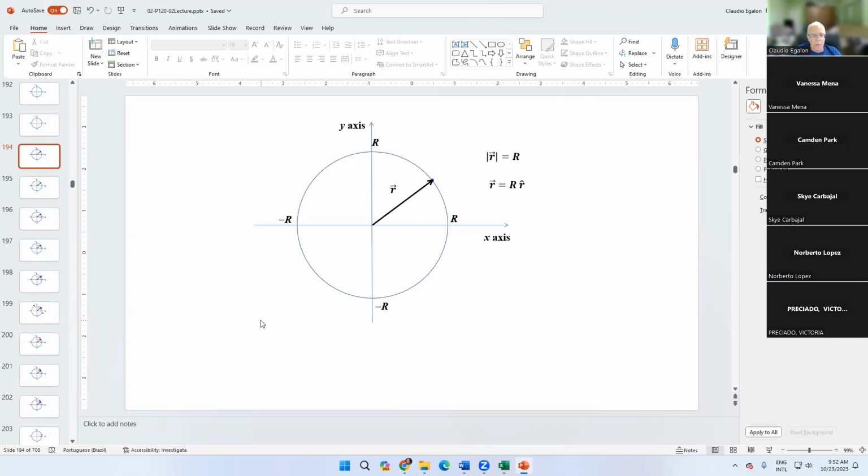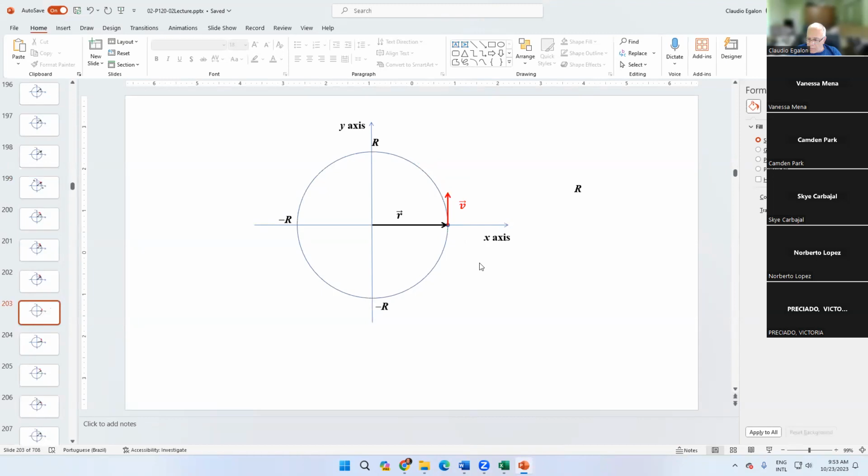952. Let's see if we can do that. Notice that those r hat and theta hat change direction as they go around the circle, right? They change direction as they go around the circle.